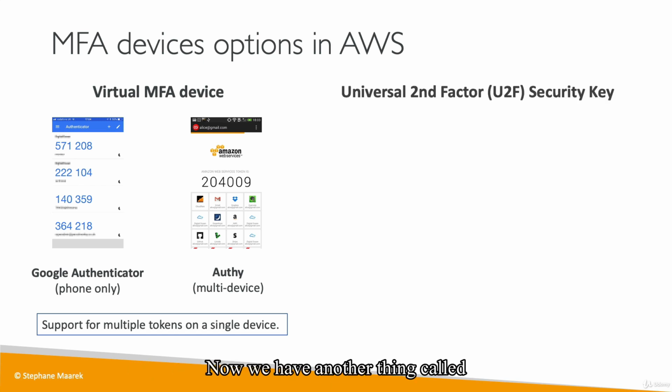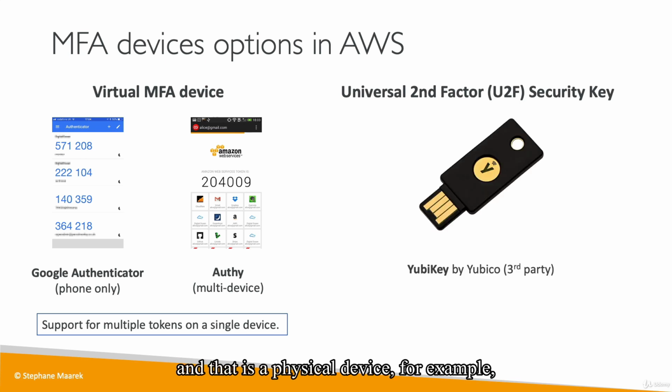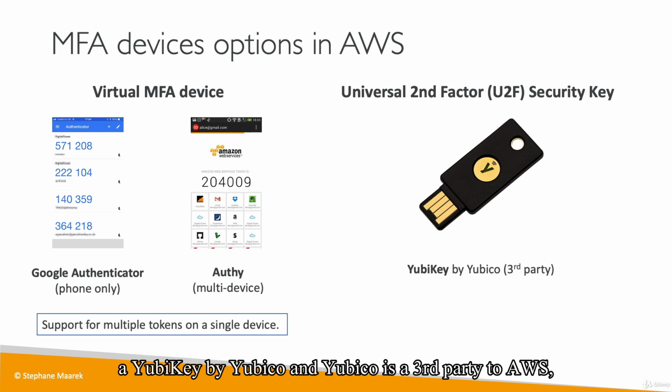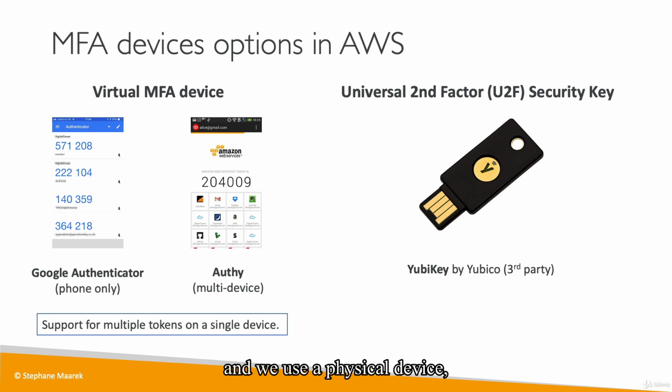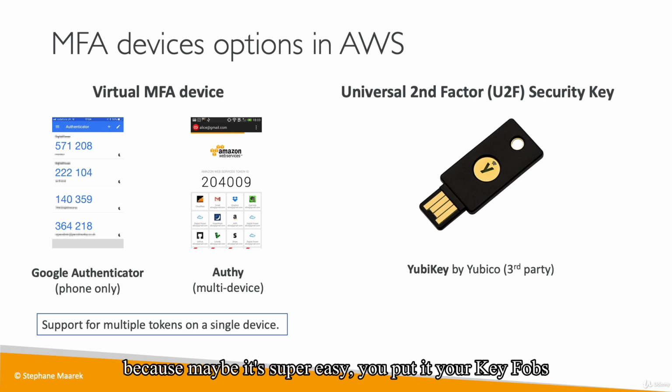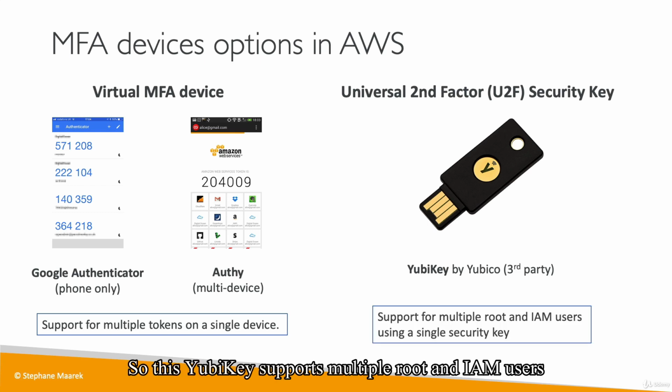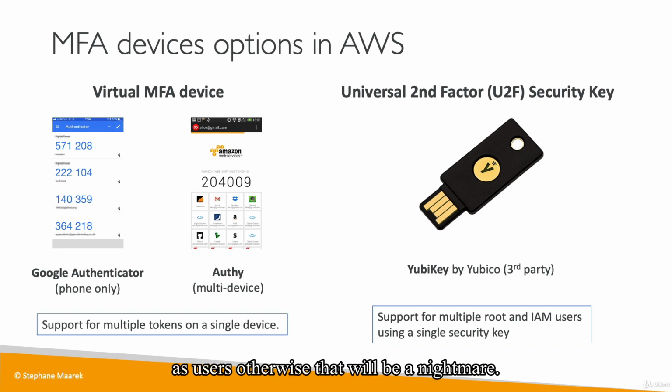Now we have another thing called a universal second factor, or U2F security key. That is a physical device, for example, a YubiKey by Yubico, and Yubico is a third party to AWS. This is not AWS that provides it. We use a physical device because maybe it's super easy. You put it on your key fobs and you're good to go. This YubiKey supports multiple root and IAM users using a single security key, so you don't need as many keys as users, otherwise that would be a nightmare.